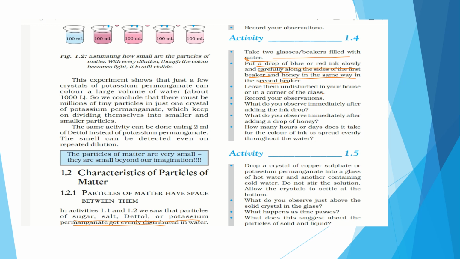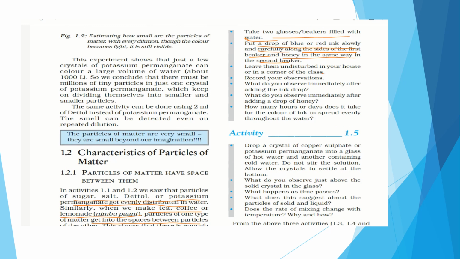So these are the observations you need to make when you are doing this experiment in class as well as at home. These are very easy observations. The ink will mix very quickly, whereas the honey will take a little more time to mix, though it is a liquid only, but it is not as smooth as ink. So it is a bit thicker type of liquid. Okay, now let us move on to the next activity.